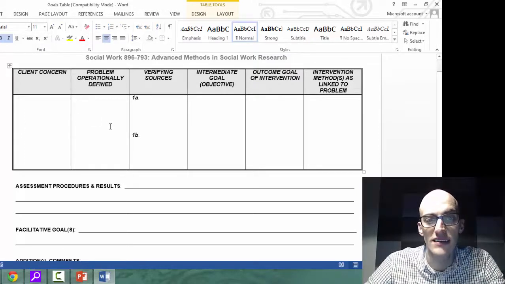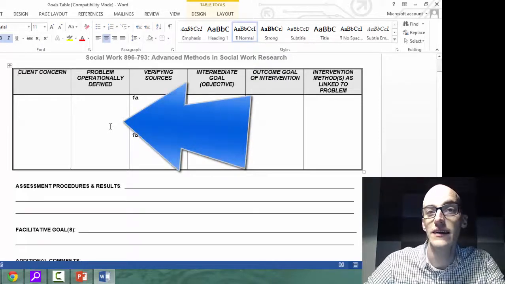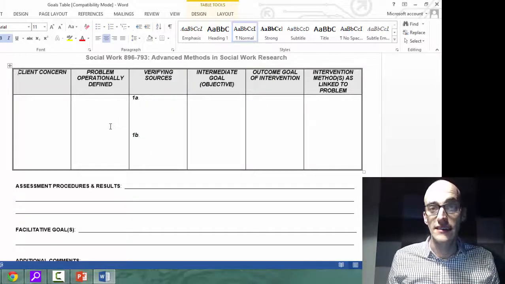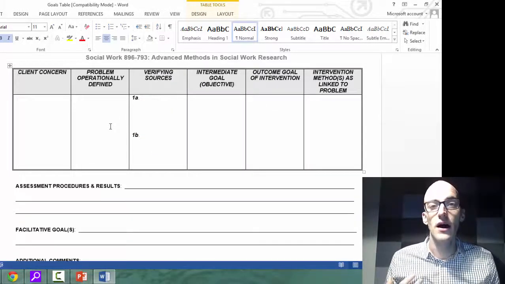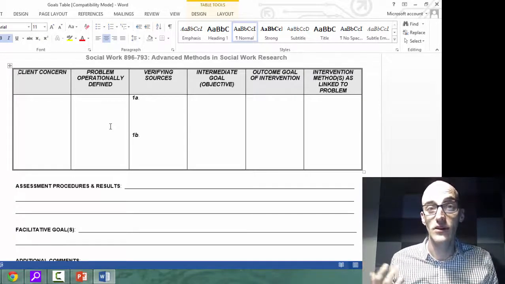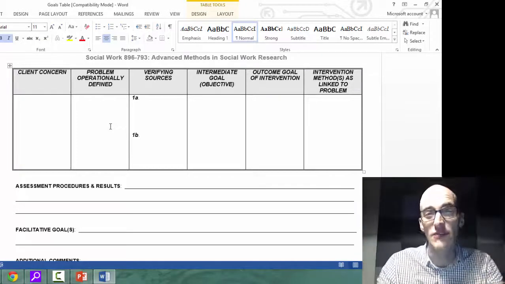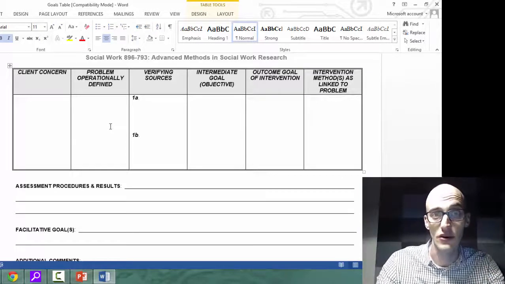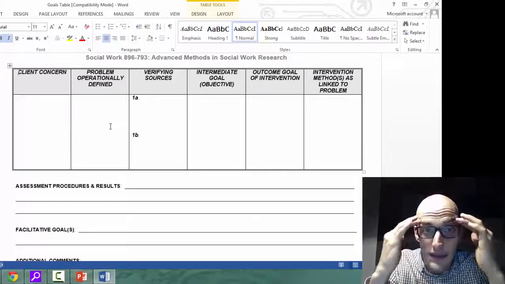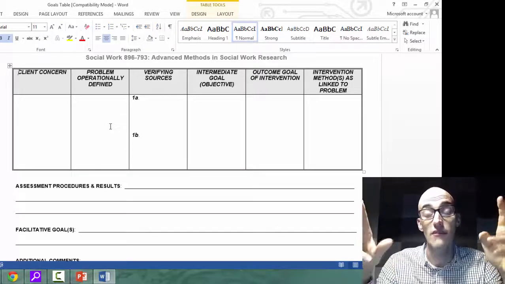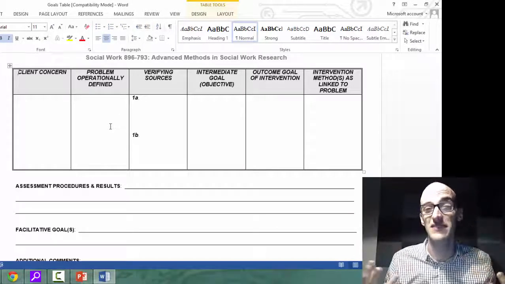So the next column talks about the problem operationally defined, and there's two big components of an operational definition. One of which is the number of times the behavior occurs. So number of drinks, number of arguments, number of cigarettes smoked, but it also has to be within a specified time frame. There's a big difference between number of cigarettes smoked in a 24-hour period versus number of cigarettes smoked per week, right? Same could be said for number of drinks over the weekend versus number of drinks in a 24-hour period. So we have to have the behavior in frequency, but also a specified duration.